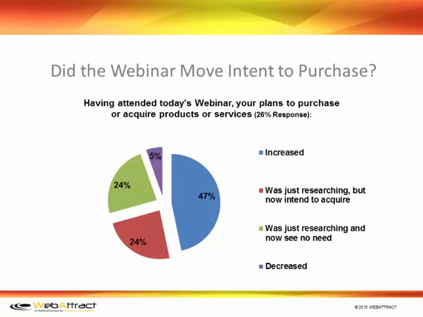And in this particular example, 47% said, based on the information they learned, that it increased their interest in purchasing. 24% said they were just researching, but they intend to acquire. About 24% also said they were researching, there's no need. 5% said it decreased. So think about that intelligence that you get when you get this information and you mine it and you look at it for who's more sales ready, who needs nurturing. It's a very, very powerful way to establish a warm conversation after the webinar.